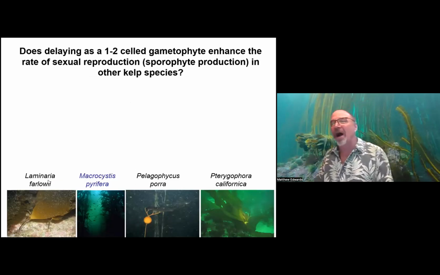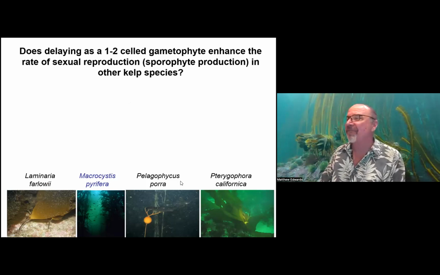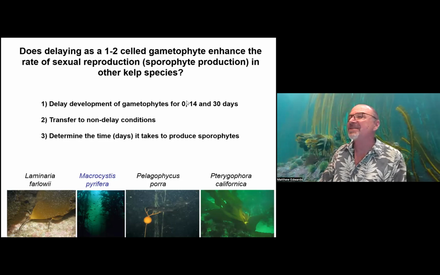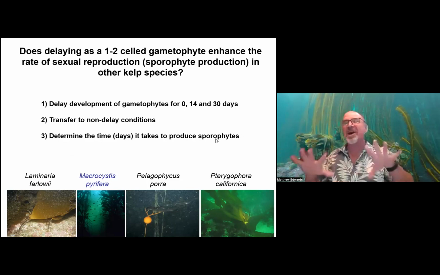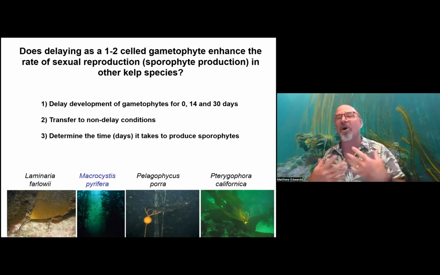So we looked across all these different species, Pterygophora, Pleurophycus, Macrocystis, and Laminaria, and we can delay these things for periods of not delayed, 2 weeks, a month, transfer them to non-delay conditions, and then we can look at the time it takes to produce sporophytes. So now we're looking at, does the time of delay matter, if you delay them longer?